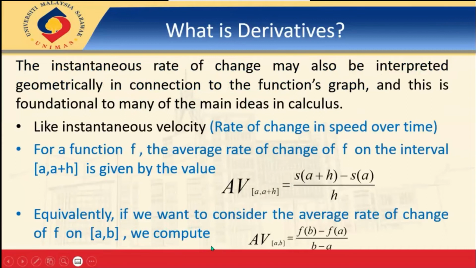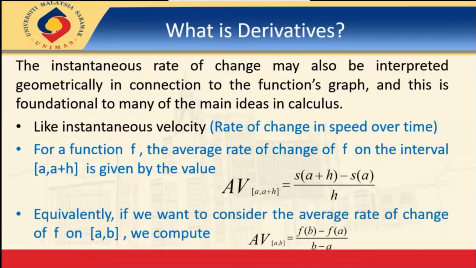You see, in calculus in the future, you will see all these words, derivative and differentiable, and equations. Like instantaneous velocity, a rate of change in speed over time. So instantaneous velocity is what? It is the rate of change in speed over time. For example, for a function f, the average rate of change of the function on the interval a: first the time was a, and after that there was another time a plus h. So from a until a plus h, there will be some change in time.